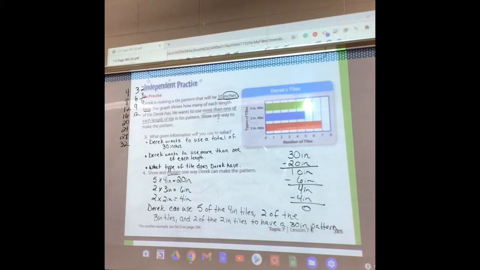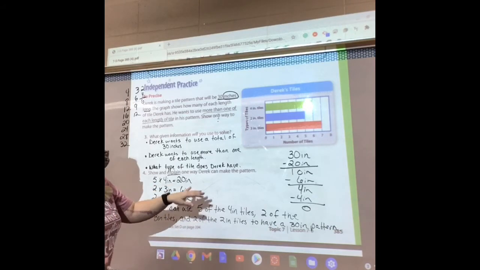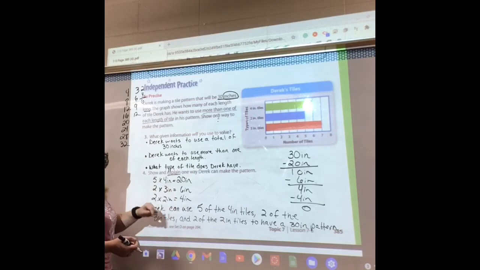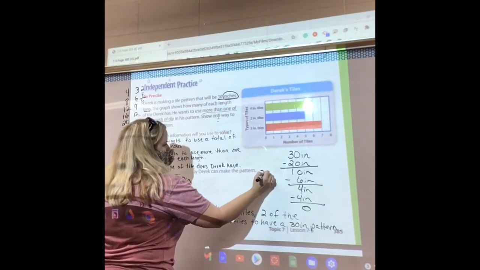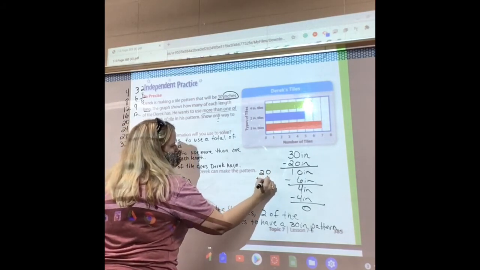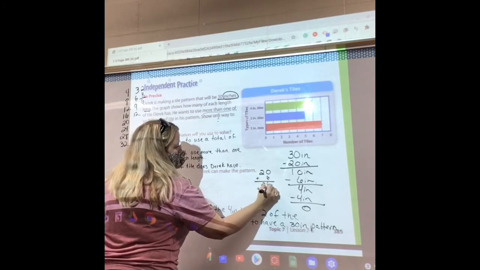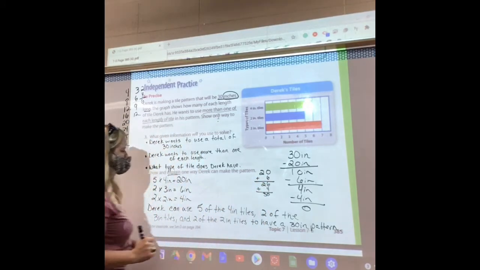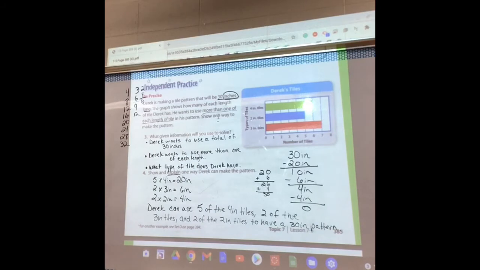So today we're talking about precision, so we need to go back through and make sure that we've done everything correctly. So we have everything in inches, right? Our calculations are correct. 5 times 4 is 20, 5, 10, 15, 20. 2 times 3 is 6. 2 times 2 is 4. If I add these all up, they should give me 30. 20 plus 6, 26 plus 4 is 30. So I'm good there. Okay, so I've made sure that it's precise.